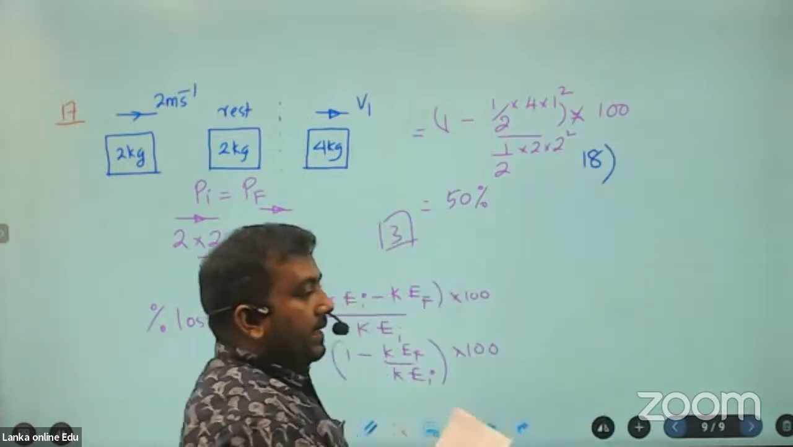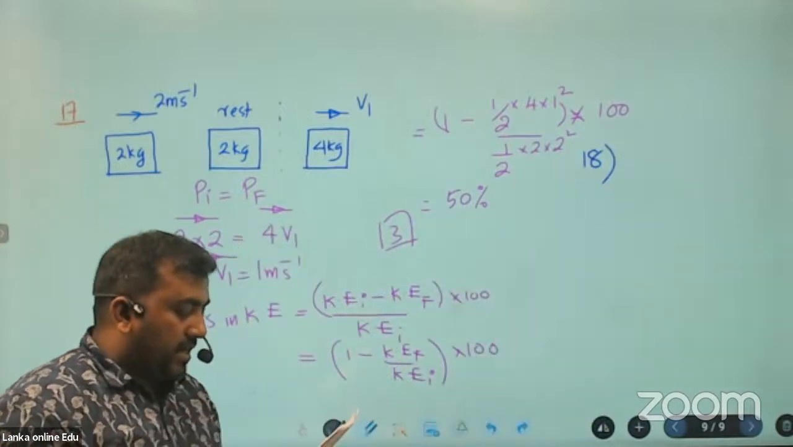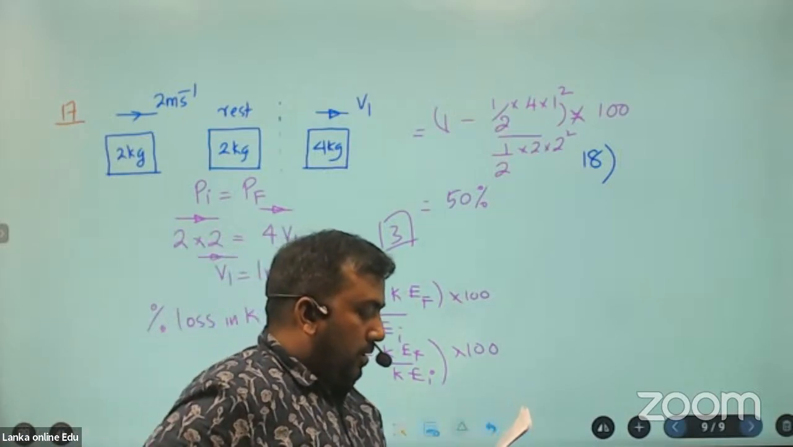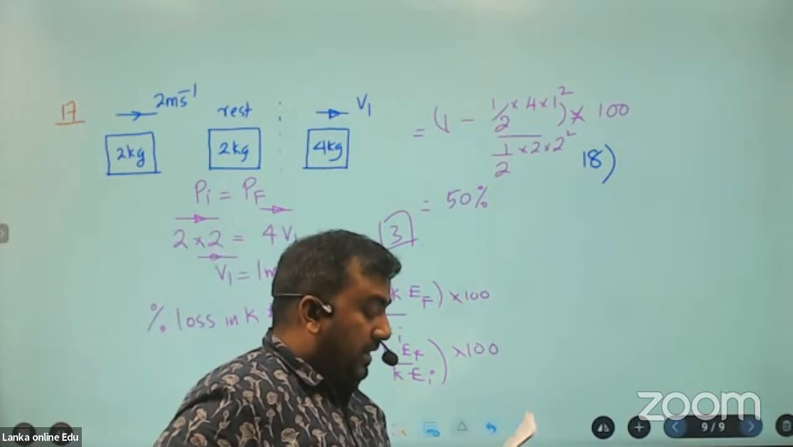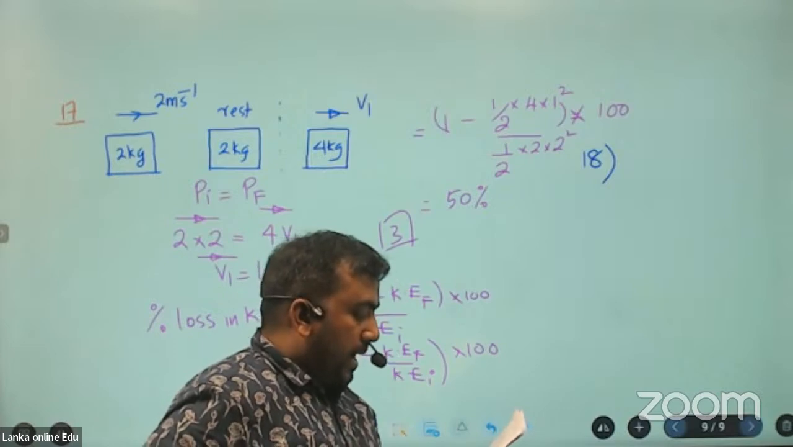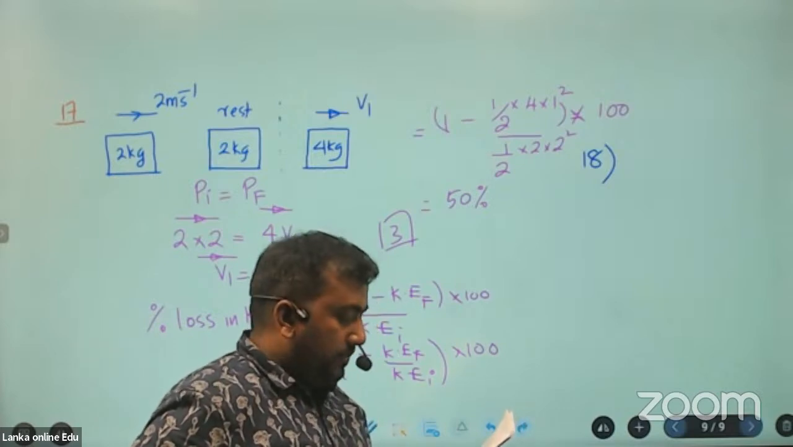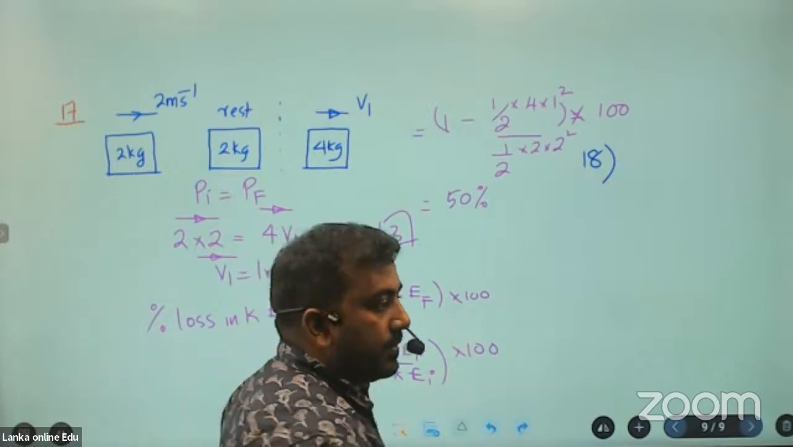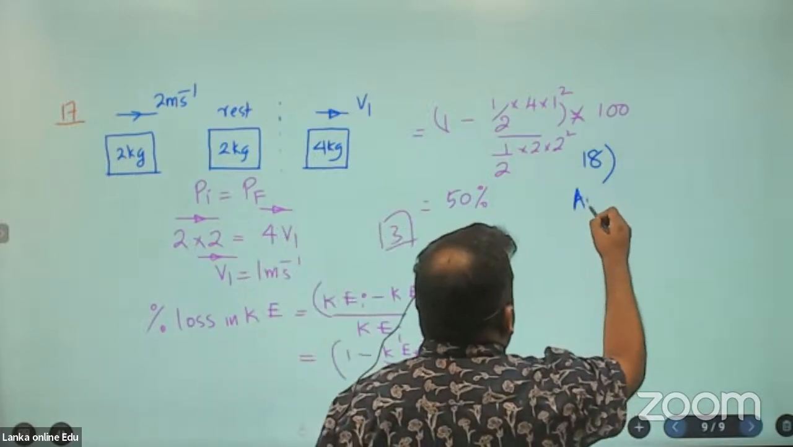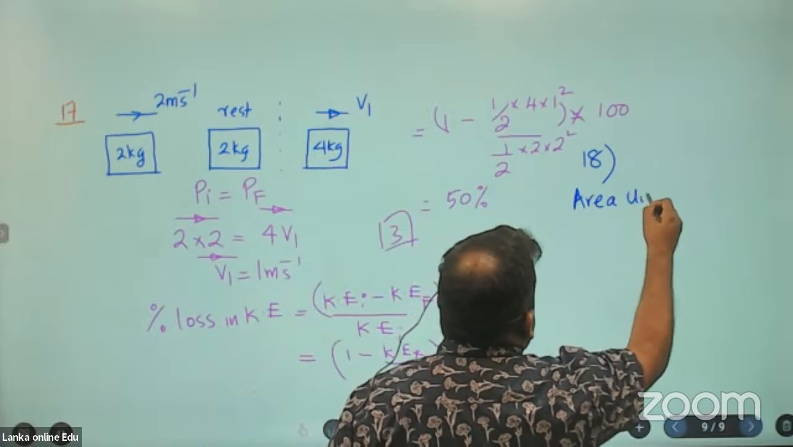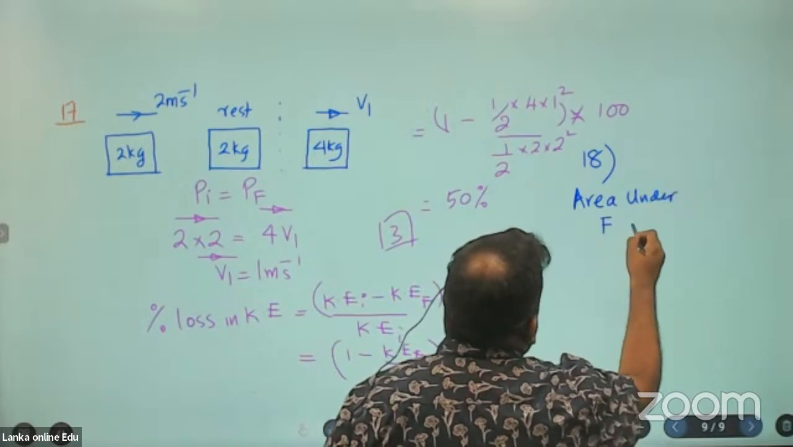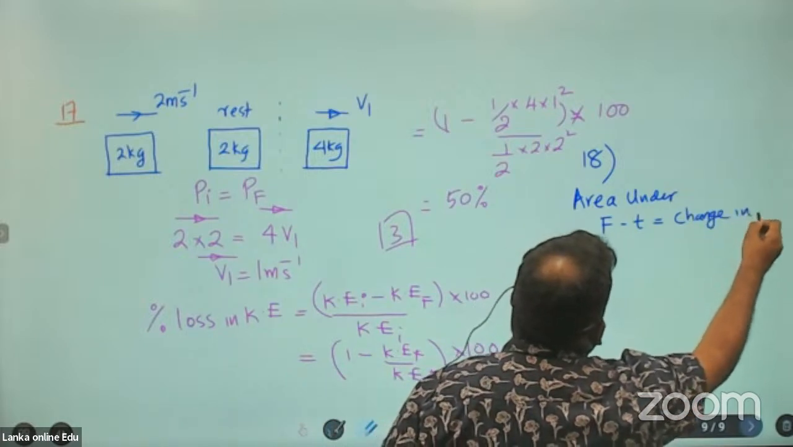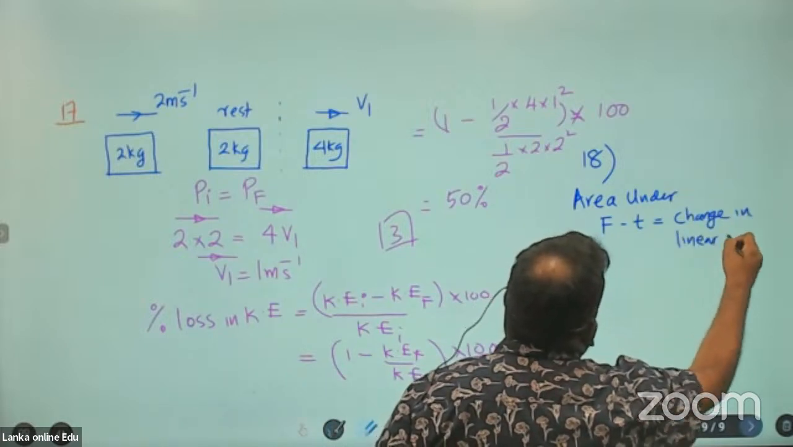MCQ 18. The figure shows the variation of force on the hip joint of a sprinter, whose upper body mass is 50 kilogram, with time. What's the change in velocity of the sprinter? So again, area under the FT graph is change in linear momentum.